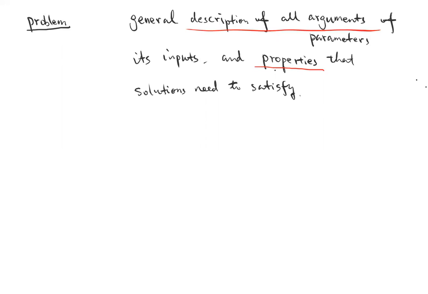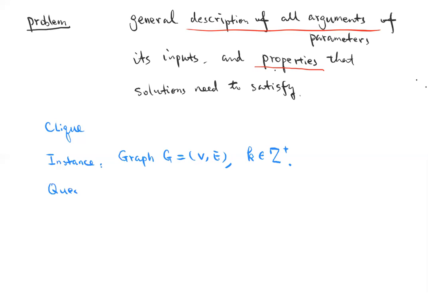So let me give you a concrete example of how we define decision problems. For the clique problem, typically we give a problem a name. So here we call it clique. Then each individual instance will have the following parameters involved. The input will be a graph and a positive integer k. So the clique problem has two parameters: one is a graph, and another one is a positive integer k. Now we ask a question, because it is a decision problem. That describes the property our solution needs to satisfy.